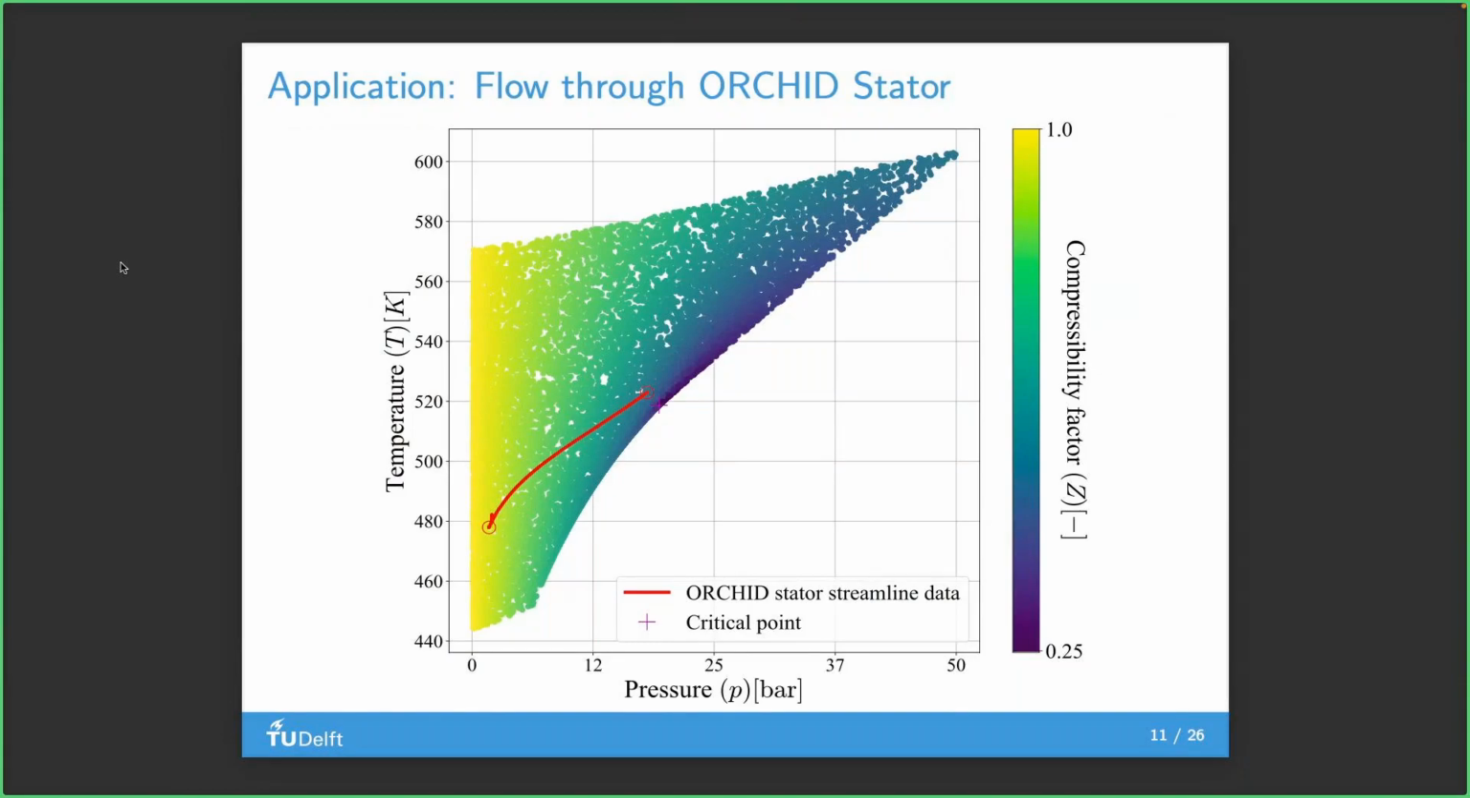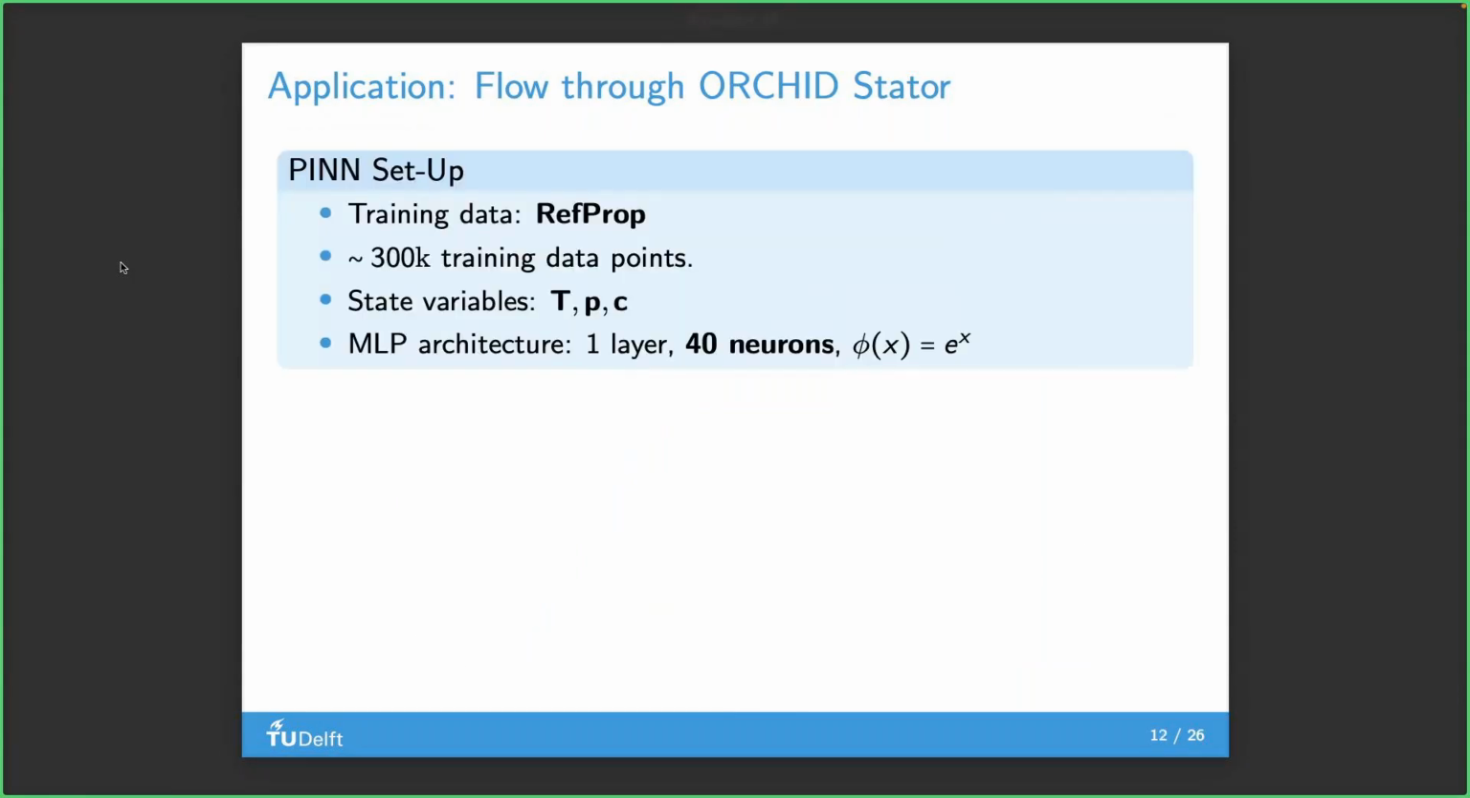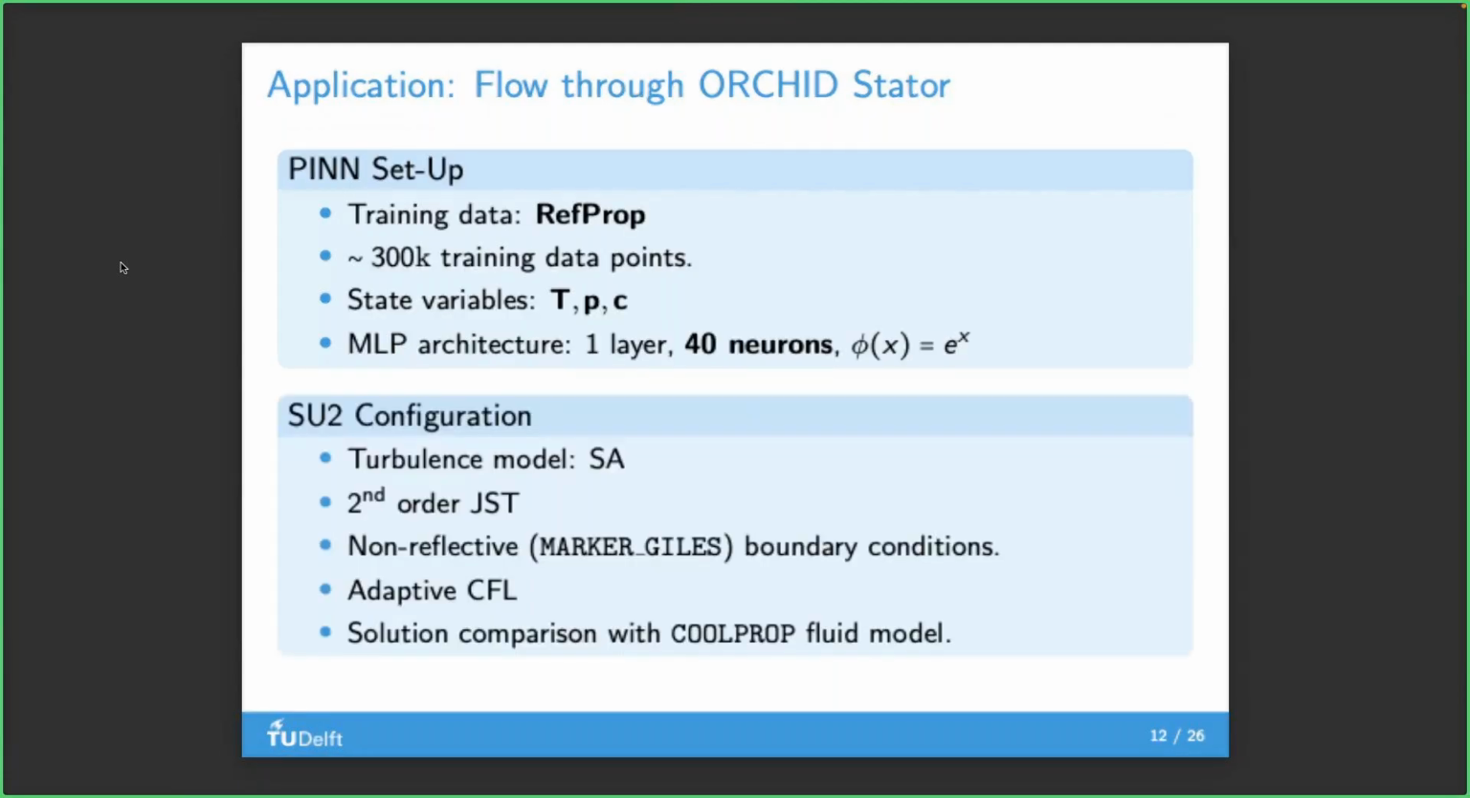Now, for this type of simulation, modeling of non-ideal fluid flow effects is highly relevant. As you can see here, the flow conditions go from near the critical point to almost ideal gas conditions. And here on screen, you can see the training data that I used for setting up the data-driven fluid model. The training data, obtained from REFPROP, used temperature, pressure, and speed of sound, with a very simple neural network as the MLP. Only 40 neurons with a single hidden layer.